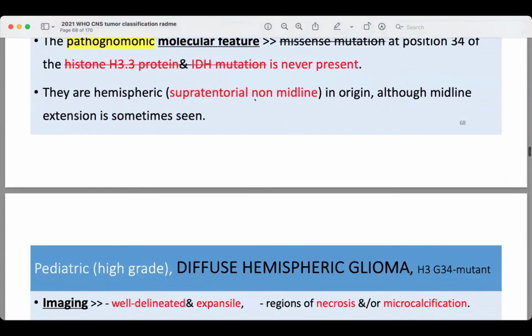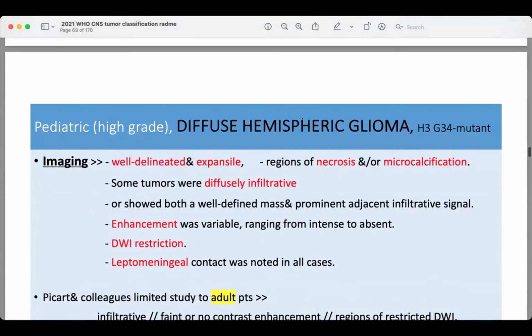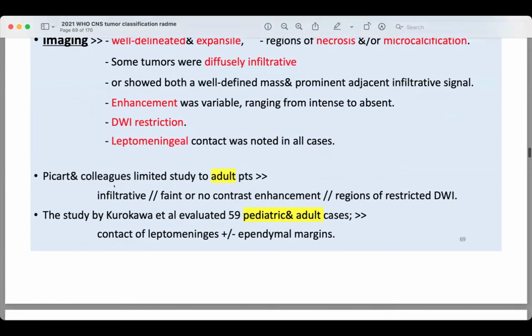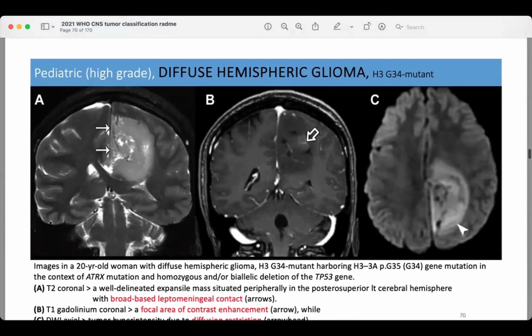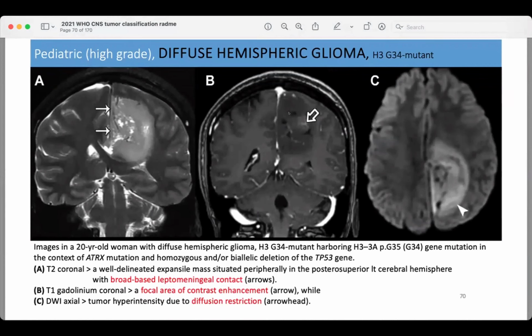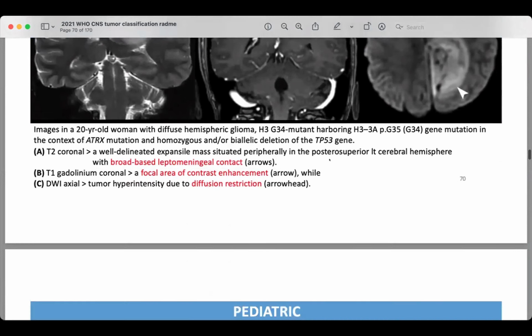Okay, so it is supratentorial but not midline. This is the diffuse hemispheric glioma. Also, it has aggressive features: necrosis, infiltration, enhancement. It has also the restricted diffusion pattern, and it can have leptomeningeal spread. And you can see here, it is in touch with the falx, and it has cystic components and calcification, and it is enhancing. It is dural based, and it is a very, very aggressive one.